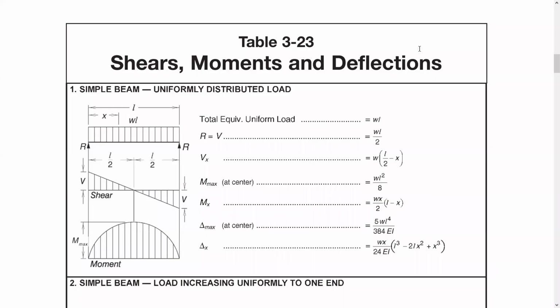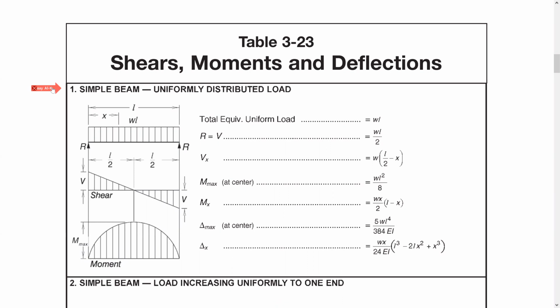Table 3-23, shears, moments and deflections in the steel manual, gives you different cases with the formulas. For example, this is a simply supported beam loaded with the uniform load. It says simple beam, uniformly distributed load. So the total equivalent load is all the time W times L. This is the reaction, this is the shear, and this is the maximum moment, and it tells you at the center, which is here.